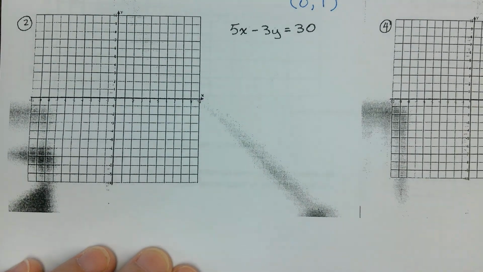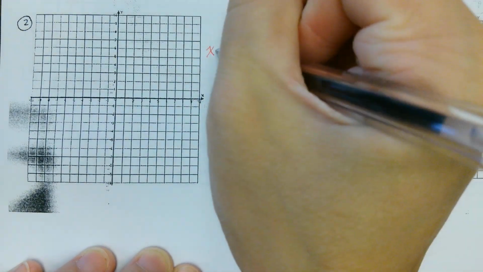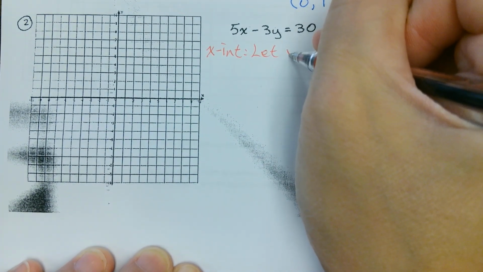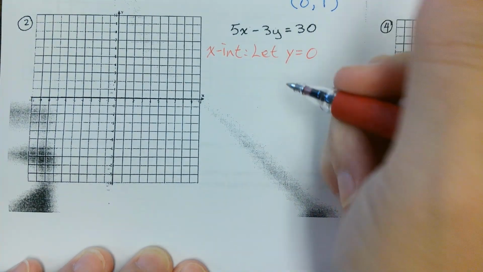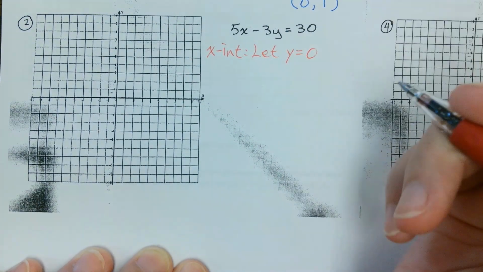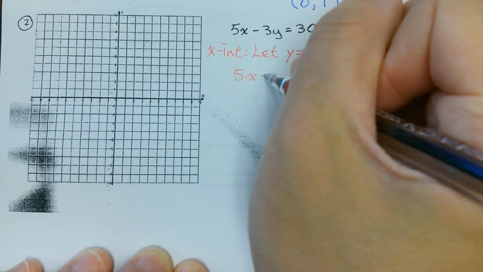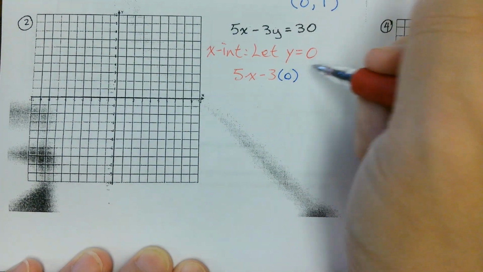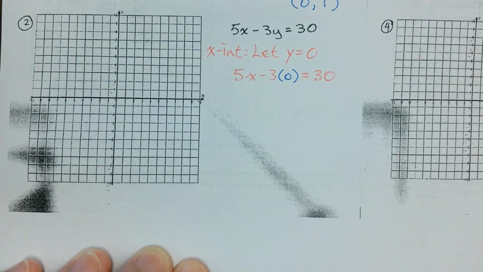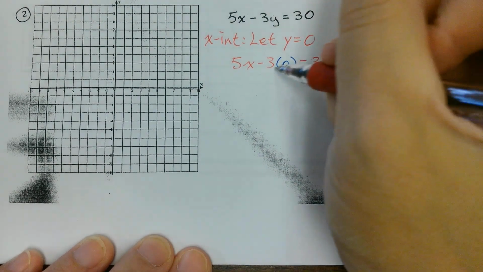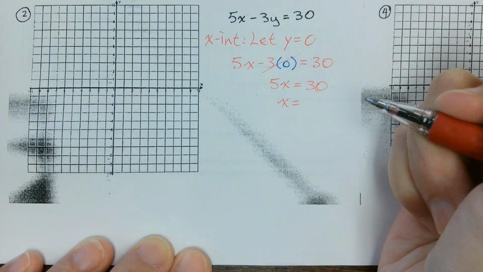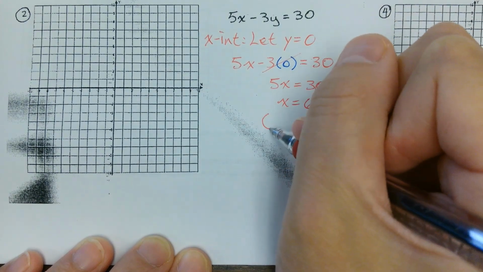Okay, let's try the second example. Same idea. I'm going to solve for my x-intercept first. So to solve for x-intercept, what am I going to let? I'm going to replace this y with a 0. So 5x minus 3 times y times 0 equals 30. What's anything times 0? Yeah, so that's gone. So I'm just left with 5x equals 30. So x equals 6. What's the coordinate then?